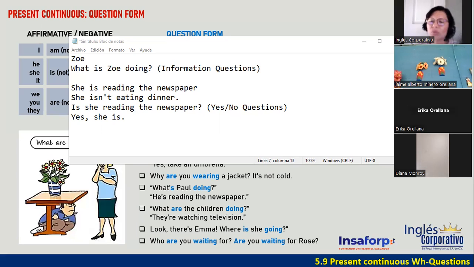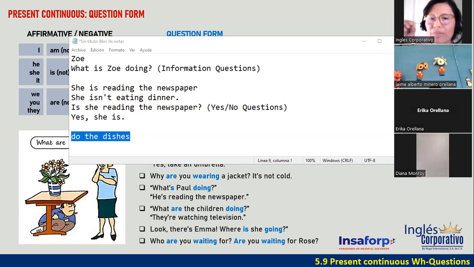What about Tommy? What is Tommy doing? Teacher, I don't know. How do you say cluster? Okay, in English decimos doing the dishes. No lo va a escuchar así, fíjese, Erika. Generalmente va a escuchar he is doing the dishes. Do the dishes sería lavar los trastes. Tommy is doing the dishes. He's doing the dishes. Very good.